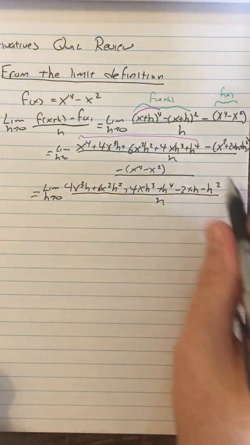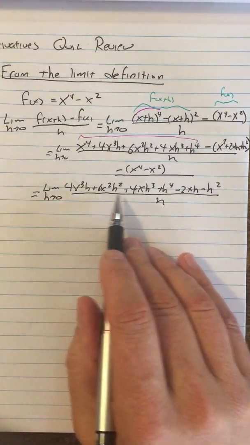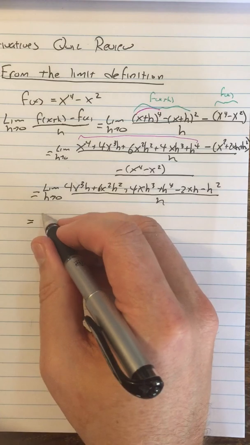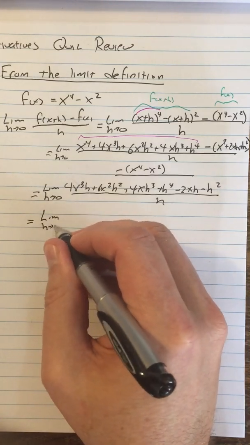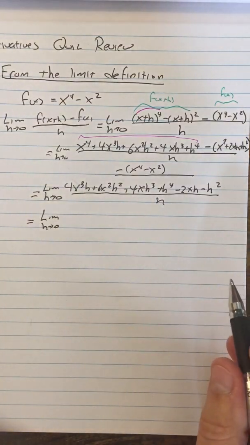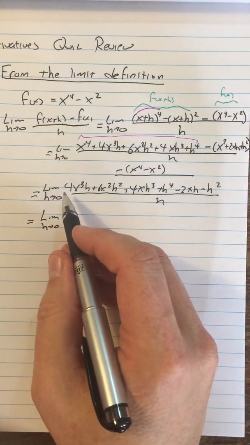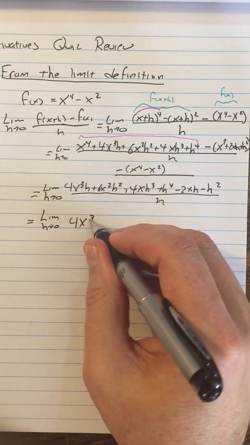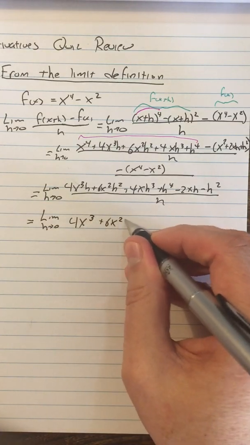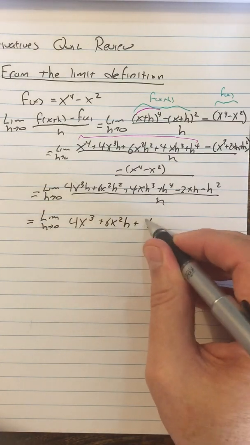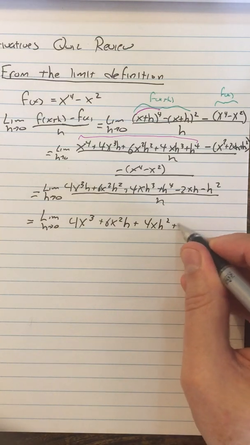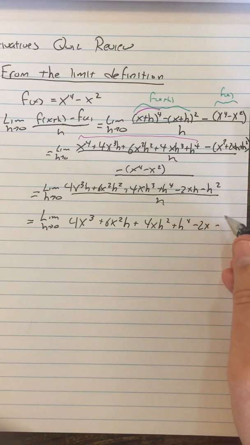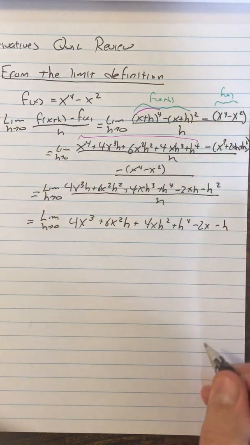An important check on this step, make sure every term in the numerator has an h in it. It has to. If it doesn't, you did something wrong, so go back and fix it. So then this is limit as h approaches 0. Now we'll reduce the h out. You can show in a separate step factoring out the h and then reducing it, but you don't have to. I'm going to just go ahead and reduce the h. 4x cubed plus 6x squared h plus 4x h squared plus h fourth minus 2x minus h, right?